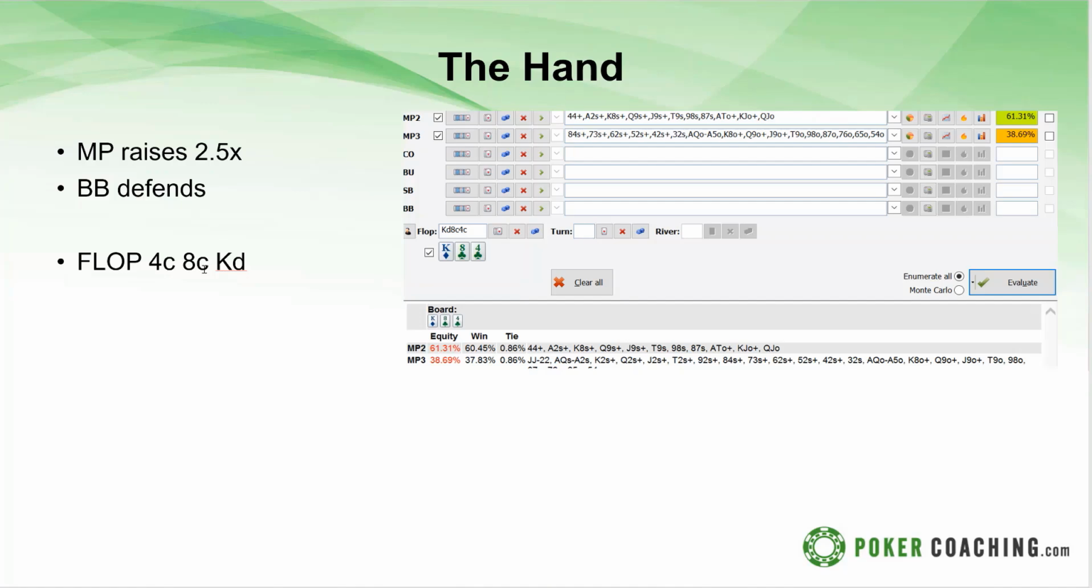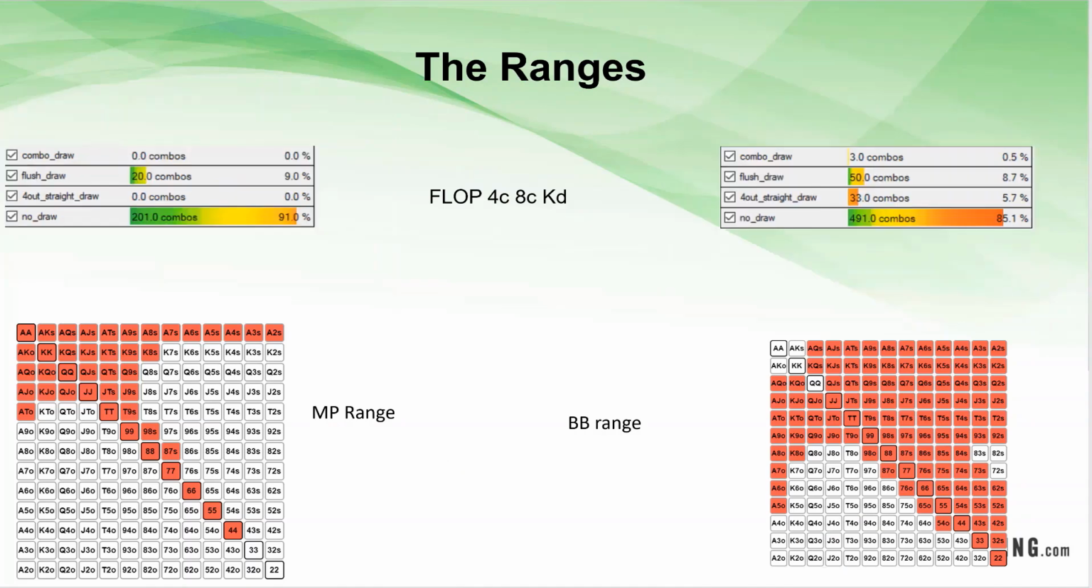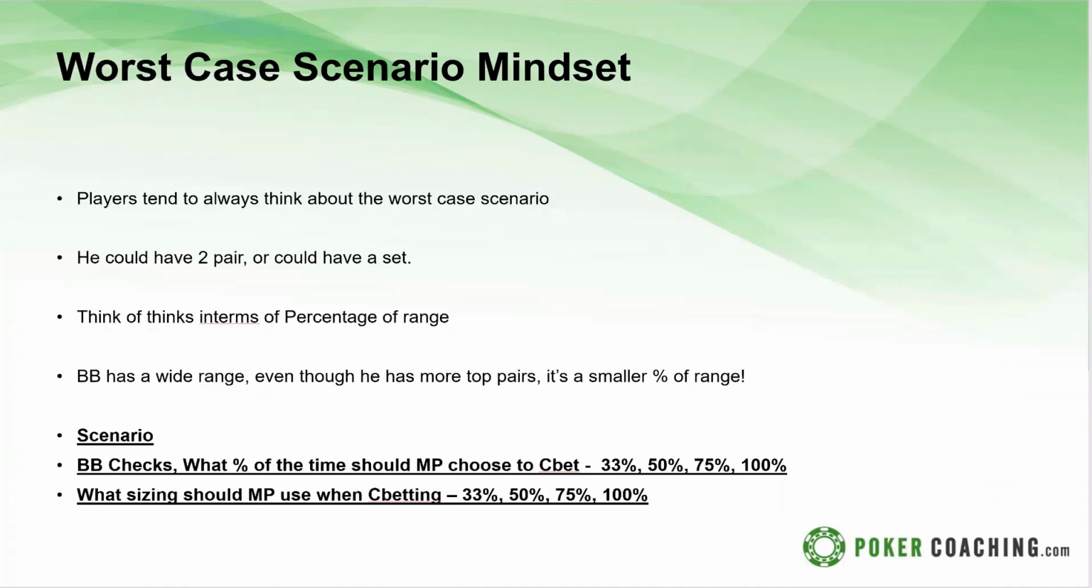And you can think about this, and we'll get into this a little bit with what your homework could be after this webinar, just thinking about how likely certain types of hands are. So big blind has a wide range. Even though he has more top pairs, it's a smaller percentage of his range.